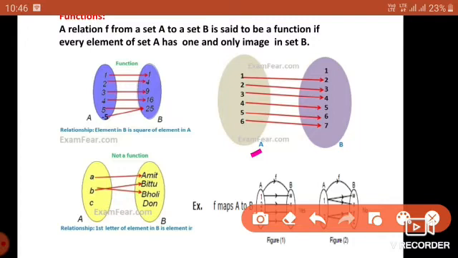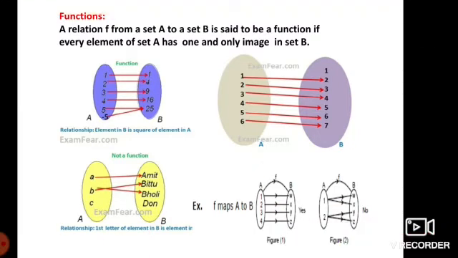Now, see the third one. Here A, B, C, three elements are there. On the right hand side, Amit, Bittu, Boli, Don. Now, is it a function? You have to check it. By the definition, all the elements of A should have an image. But here C is not having the image. So, this is not a function.